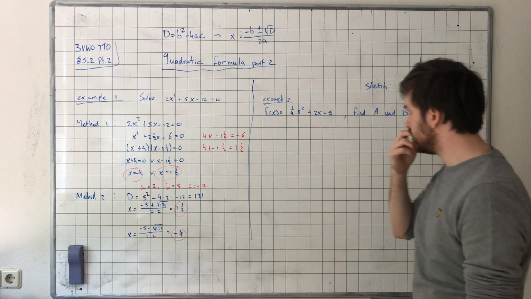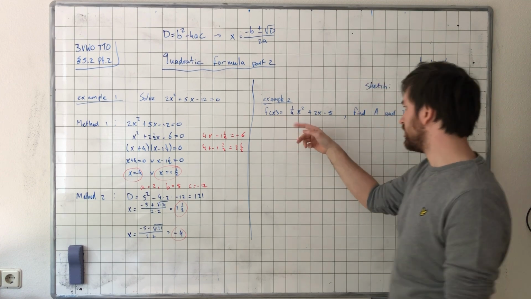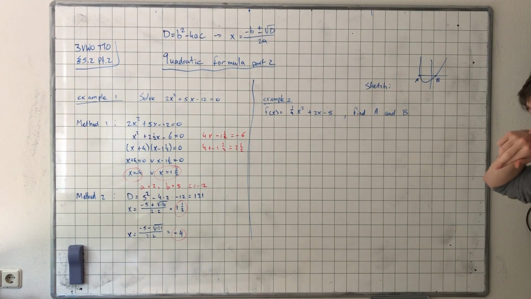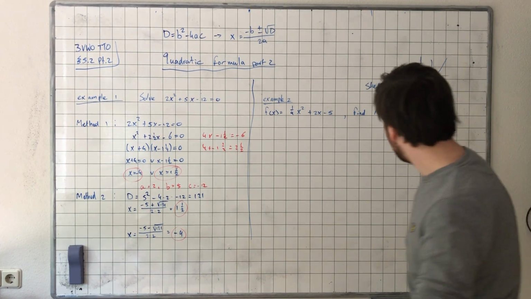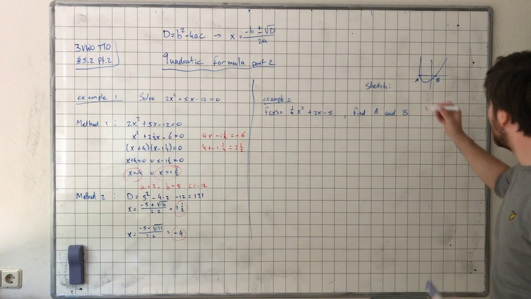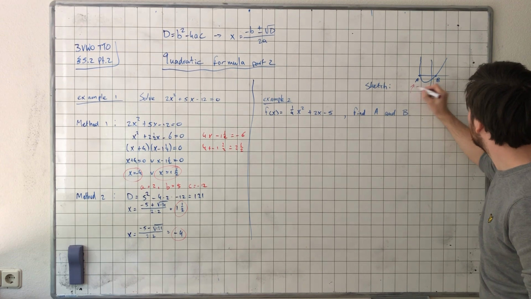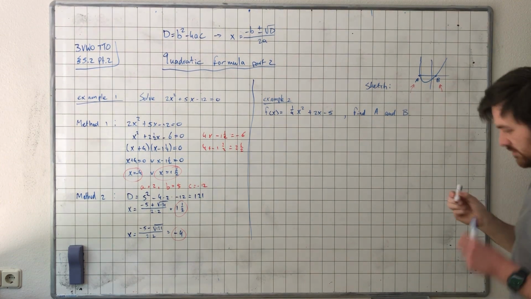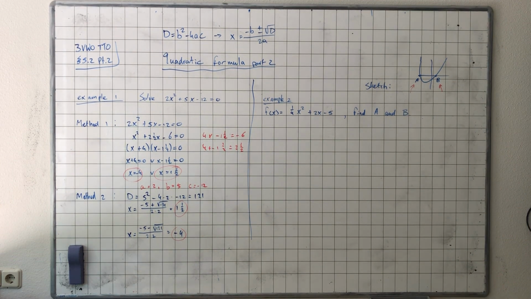We have a function f(x) equals a quarter of x squared plus 2x minus 5, and we have to find a and b. Well, they're over there, which means we found a and b. So this is the end of example 2. Hopefully you understood this video, and if you have any questions about the homework, just let me know.